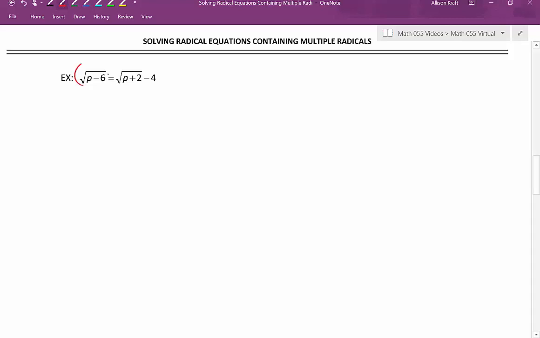Now we want to raise both sides to the appropriate power to cancel it out. It's a square root, so we square. On the left, the square and the square root cancel out, leaving us with p minus 6. But on the right, because the operation is subtraction between our terms, we need to write this twice and multiply it out.